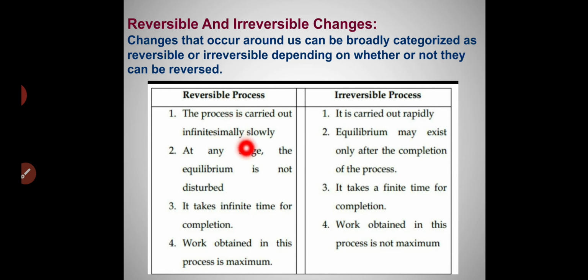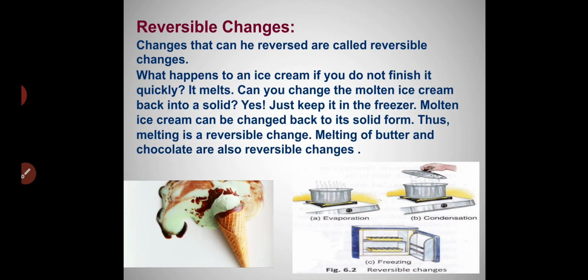Reversible: infinitesimally slowly. Irreversible: it is carried out rapidly. At any stage the equilibrium is not disturbed. Here equilibrium may exist only after the completion of the process. It takes infinite time for completion. It takes finite time for completion. Work obtained in this process is maximum. Work obtained in this process is not maximum. Now irreversible change, now reversible change.